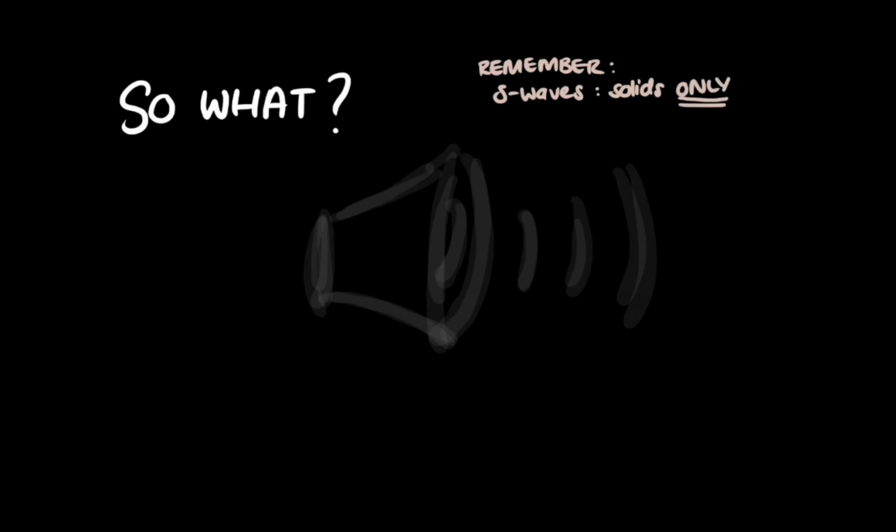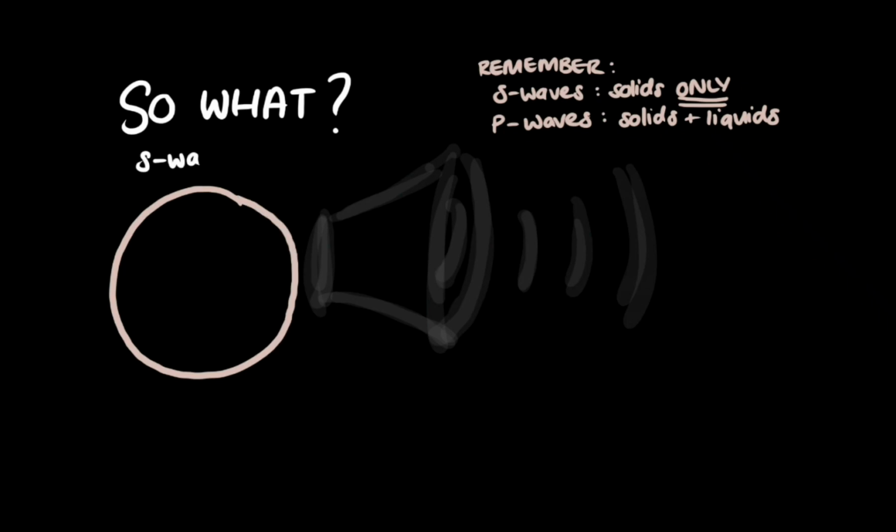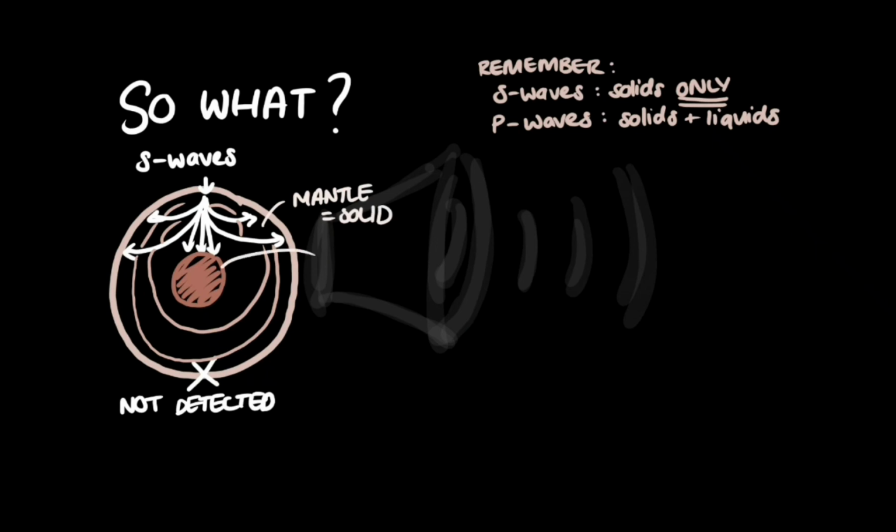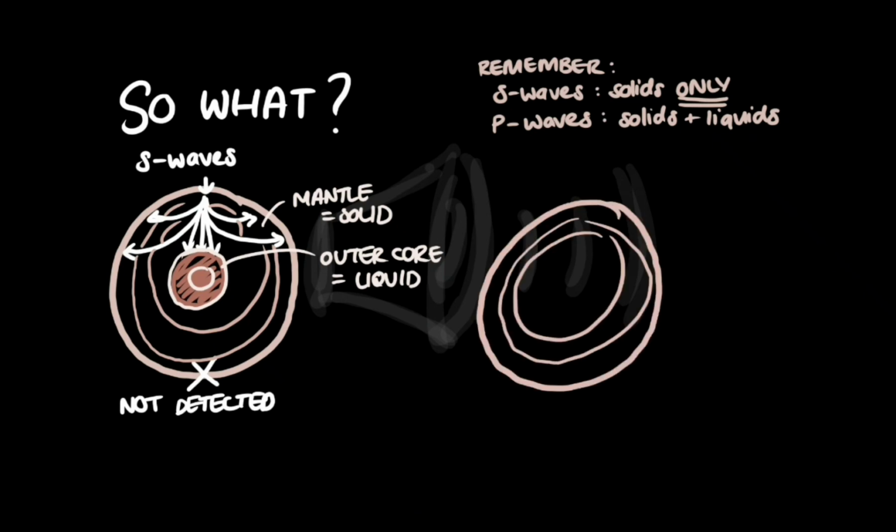So what's the point in knowing about this? So remember that S waves travel through solids only, and P waves travel through solids and liquids. Essentially, with this knowledge, we can figure out what the Earth's structure is like. So S waves aren't detected on the opposite side of the Earth, which must mean there's some liquid in the center. So that's how we worked out that we have a liquid outer core and a solid mantle, because S waves travel through solid alone.